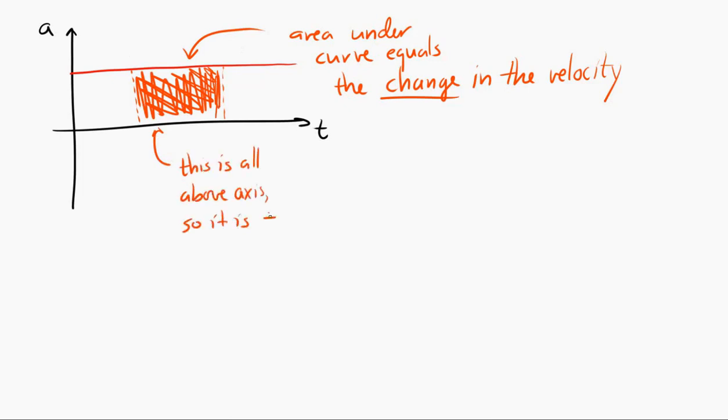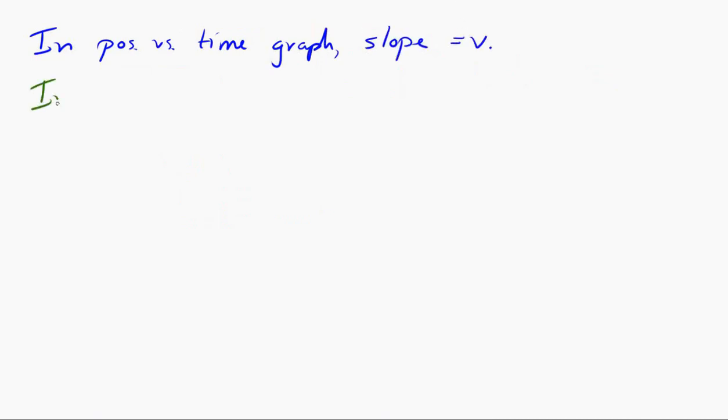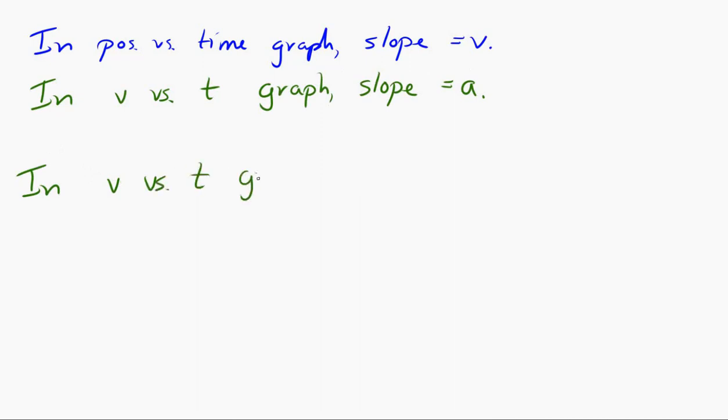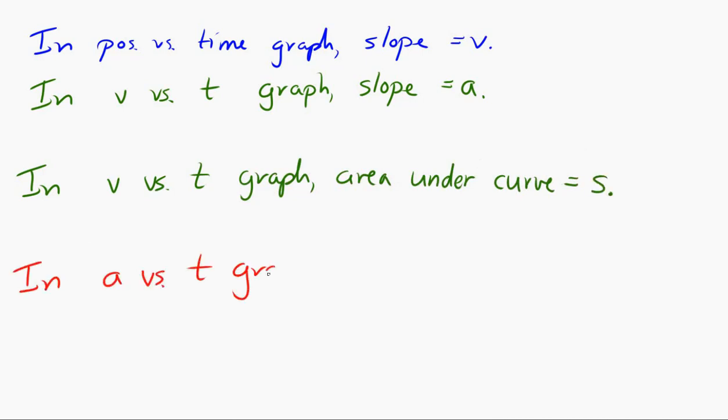So to summarize, if you have a position versus time graph, the slope of that graph tells you the velocity. If you have a velocity versus time graph, the slope of that graph tells you the acceleration. If you have a velocity versus time graph, the area under the curve tells you the displacement. And if you have an acceleration versus time graph, the area under the curve tells you the change in the velocity.